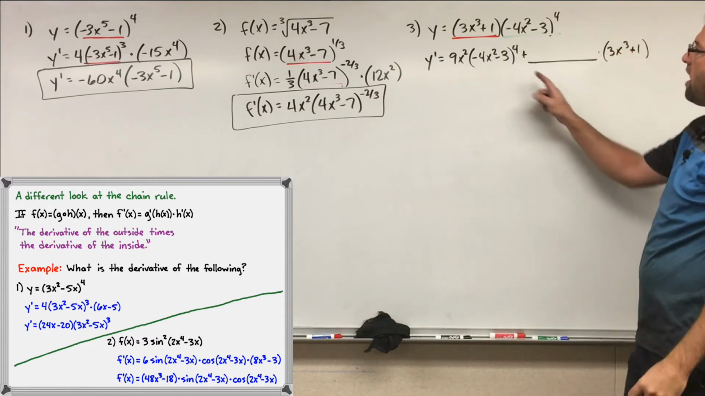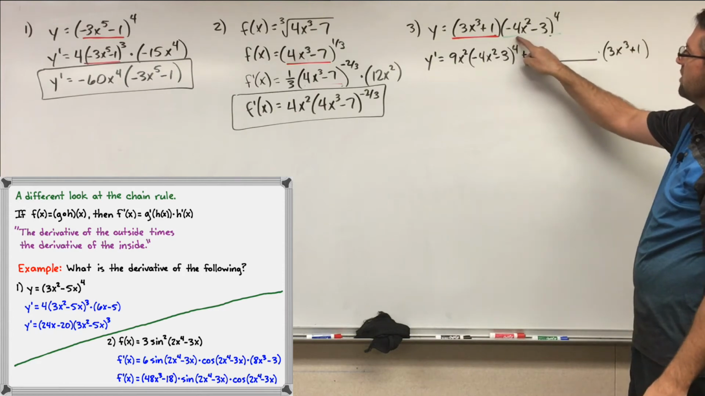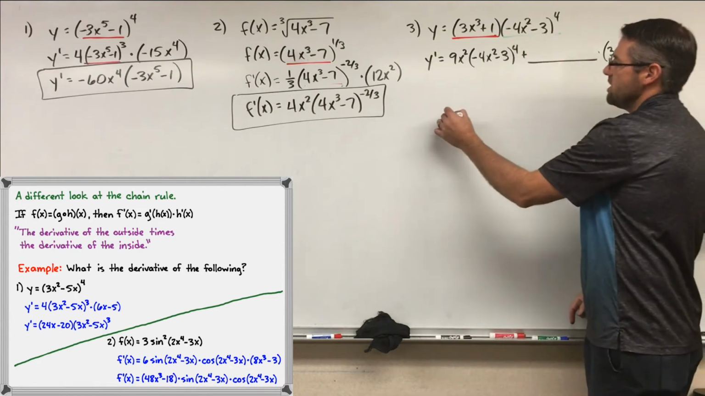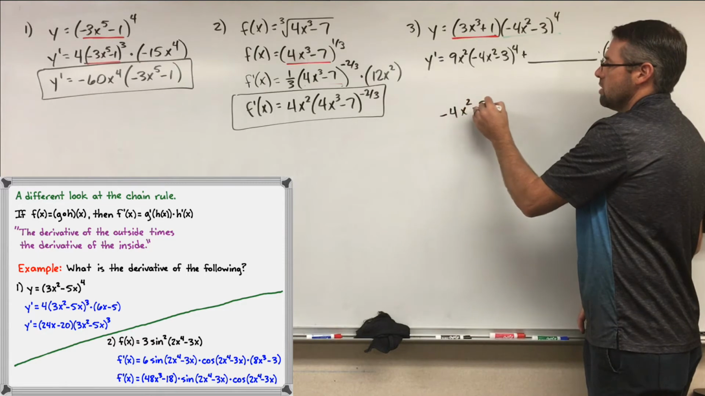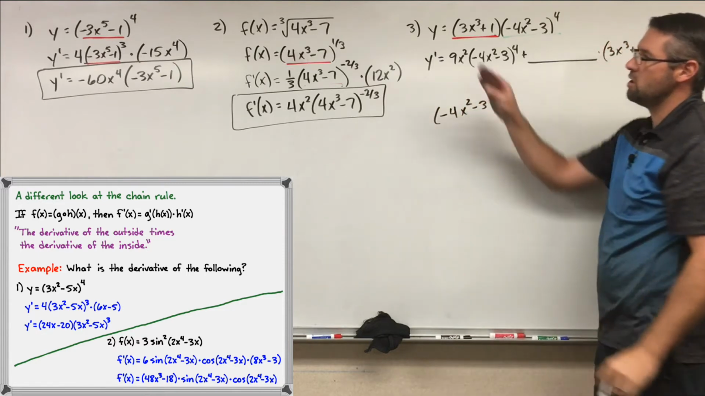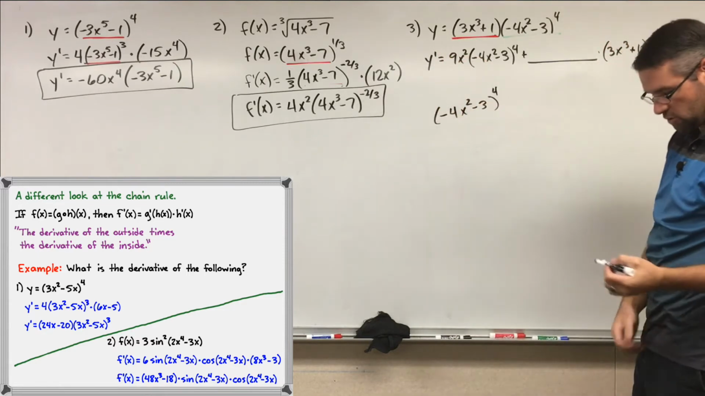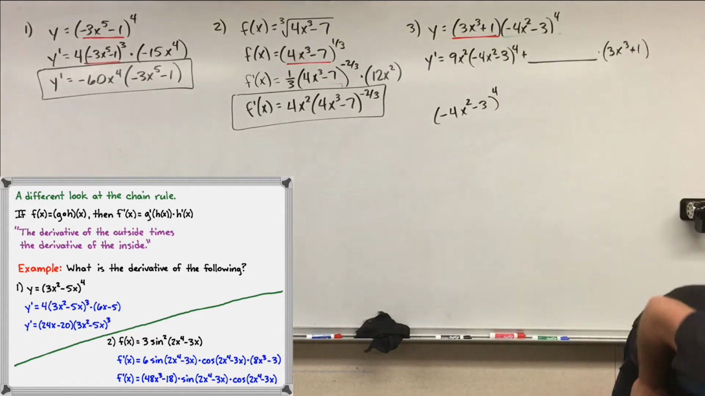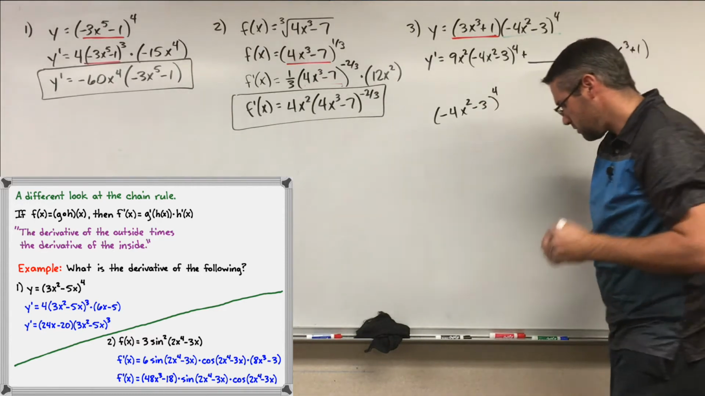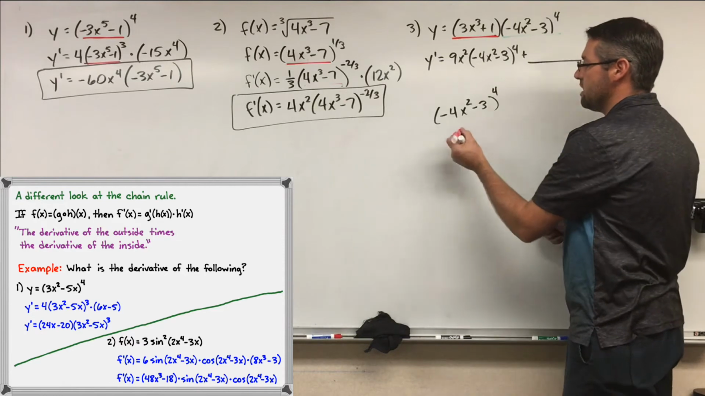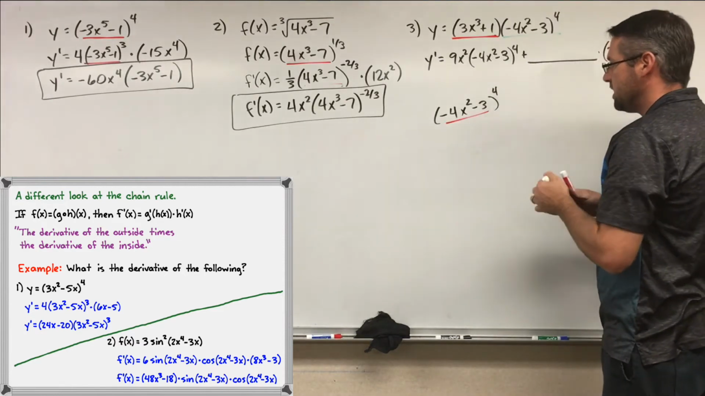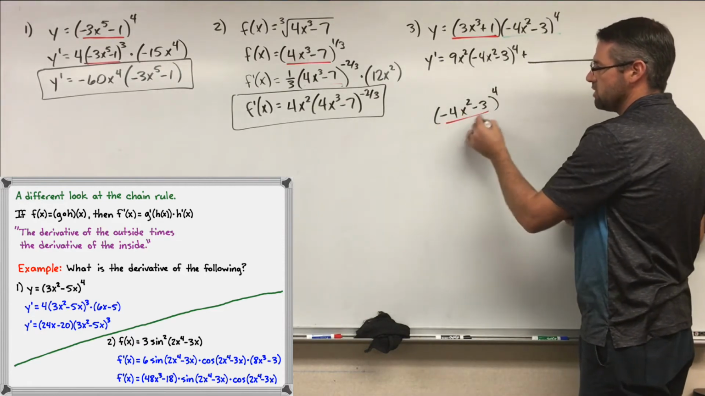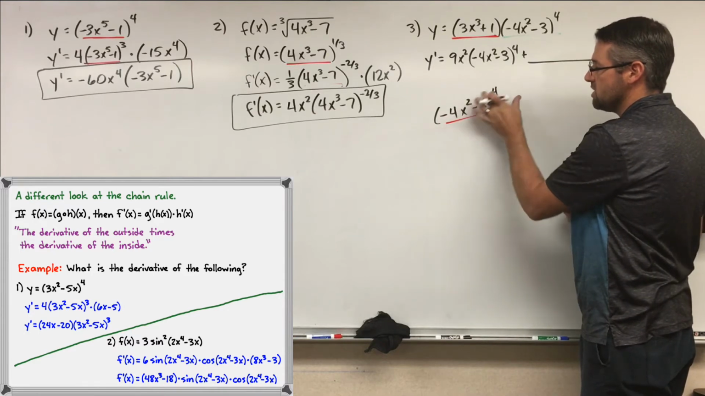Okay, so I have to figure out the derivative of this second thing. So I'm going to write that down separately. And if you were doing good on number 1 and 2, you should be able to figure out the derivative of this pretty easily as I drop my marker. And so what's the inside thing? We're going to apply the chain rule here. The inside thing is negative 4x squared minus 3. The outside is something to the fourth.